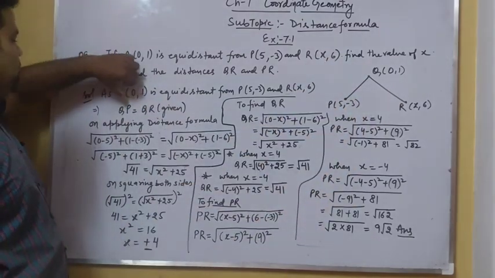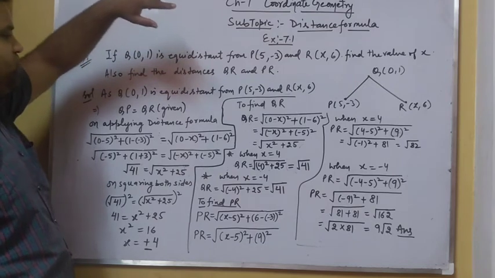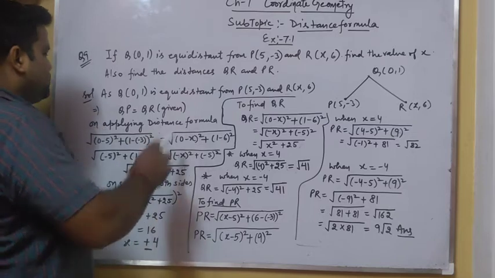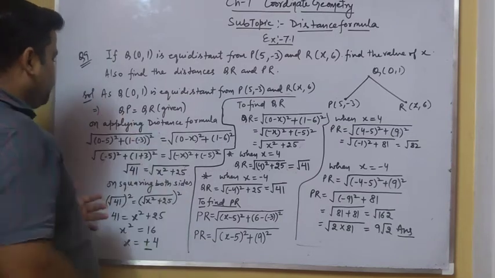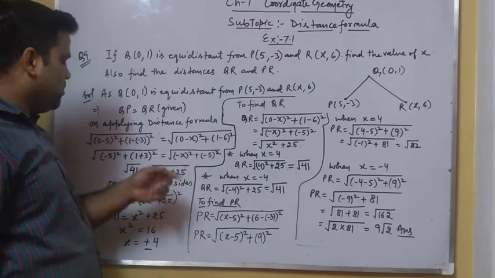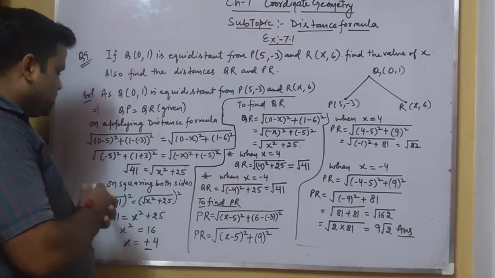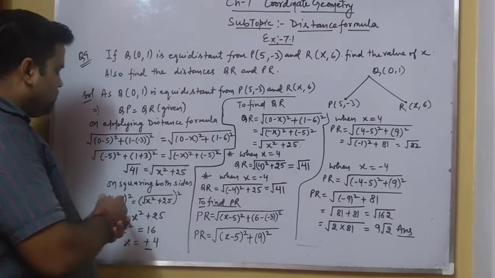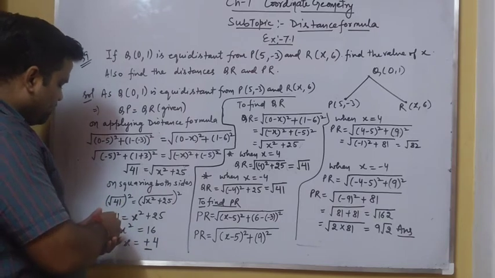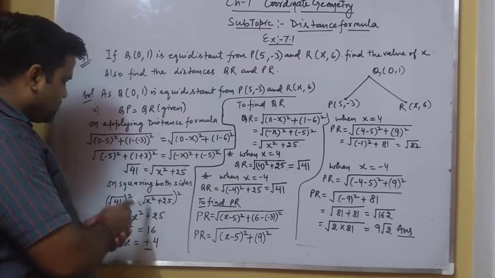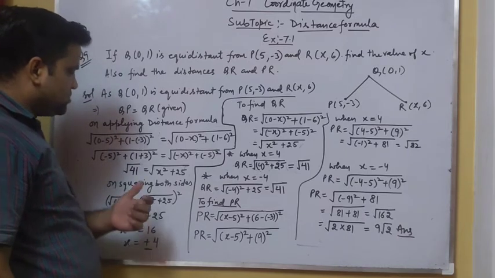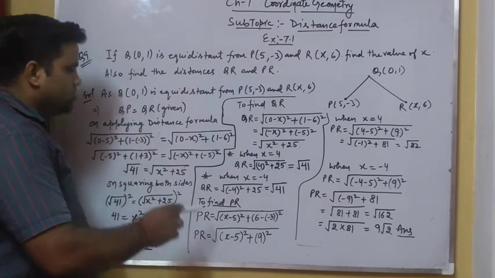It means we write QP equal to QR, as Q is equidistant from P and R. On applying the distance formula in LHS and RHS and putting the values, after solving we get the equation under root 41 equal to under root x square plus 25. To remove these square roots, we square both sides. After doing this, we get 41 equal to x square plus 25, and finally we get the two values of x, which is x equal to plus 4 and minus 4, or x equal to plus minus 4.